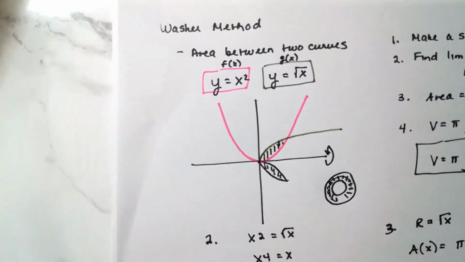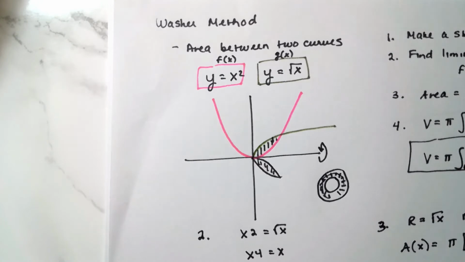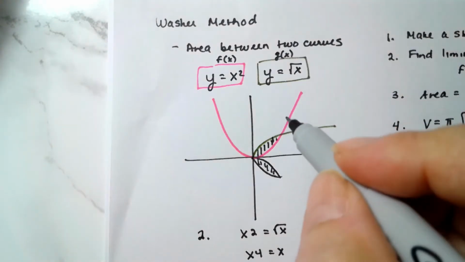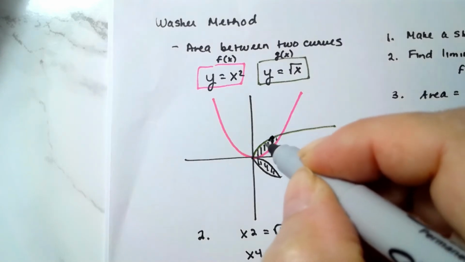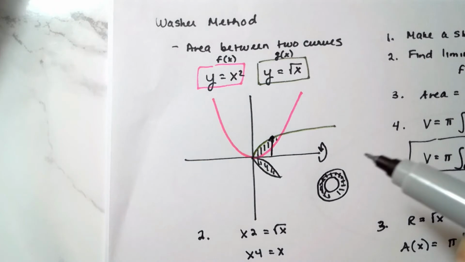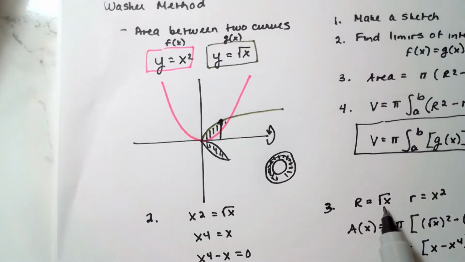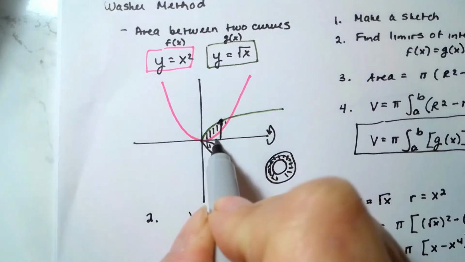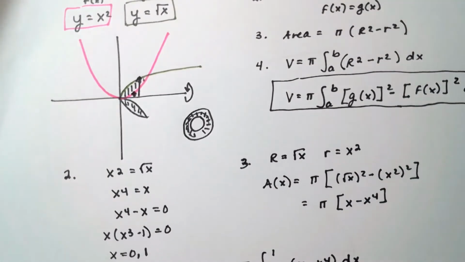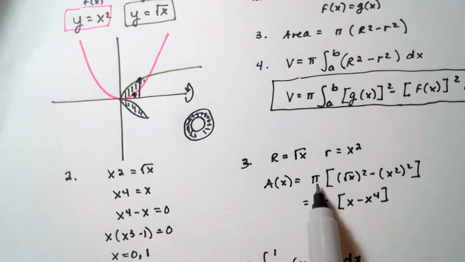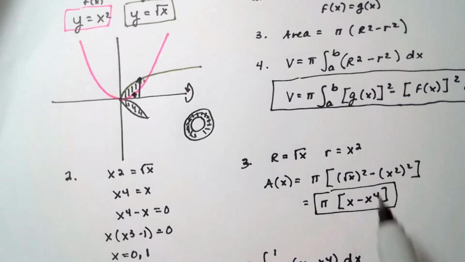What's the big radius? Remember that the radius of a volume of revolution goes from the axis of rotation to the curve. Now we have two curves. So the big radius goes from the axis of rotation to the curve furthest away from it. My big R is the function root x. The little radius goes from the axis of rotation to the curve closest to it. So my little r is the function x squared. I wrote that down over here to the side. So my area formula is pi times big radius squared minus little radius squared, and if I clean that up, I get this right here. This is what I need to integrate.